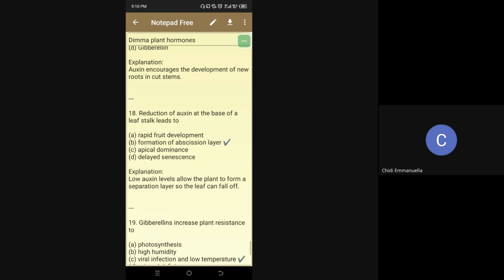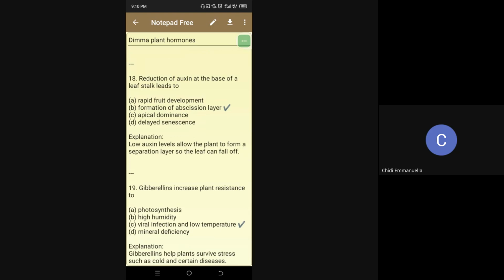Number 18. Reduction of auxin at the base of a leaf stalk leads to formation of abscission layer. When you say abscission layer, what does that mean?